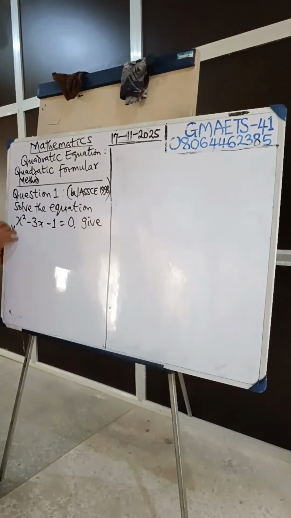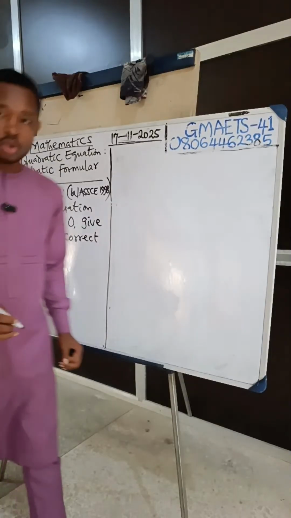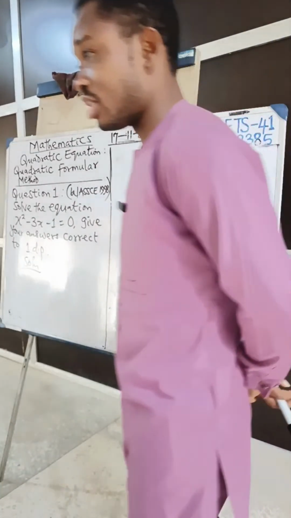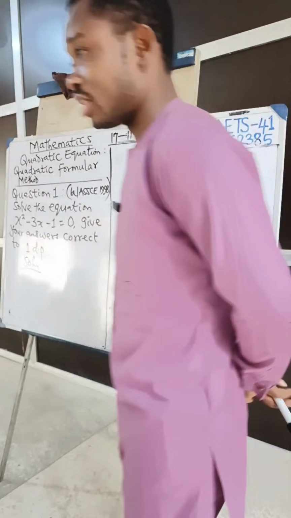Give your answer correct to 1 dp. This dp means decimal place. So we are going to solve this question. We shall use the quadratic formula. Are you getting it right?